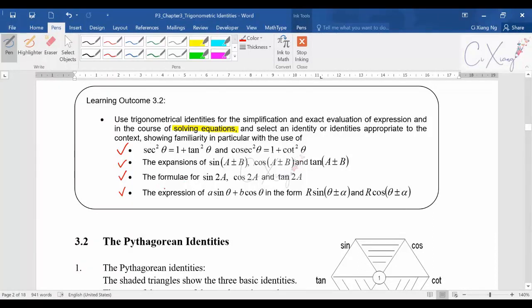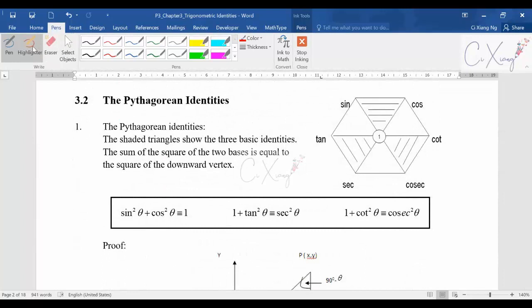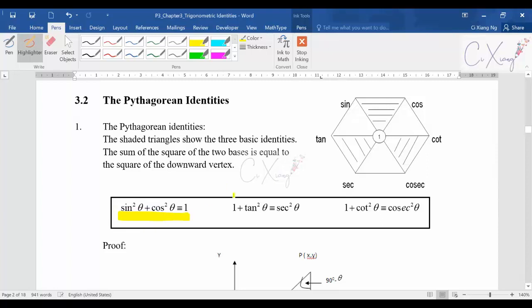Let us start with the very first one, the Pythagorean identities. Basically, it is the basic one we learned before already, which is sine square plus cos square equals 1. This is something that we learn in AS level. Then there are another 2: 1 plus tangent square equals secant square, and 1 plus cotangent square equals cosecant square.